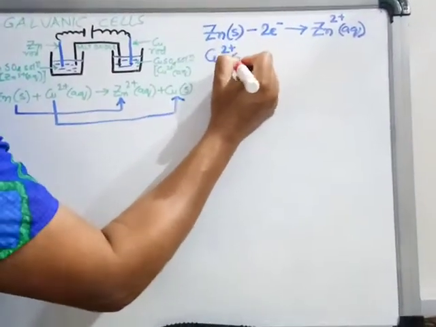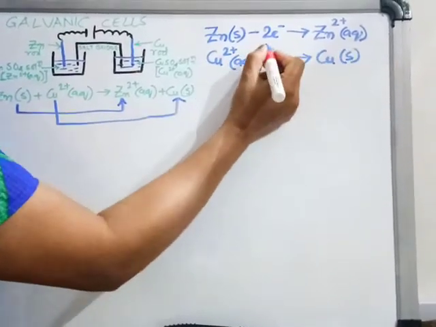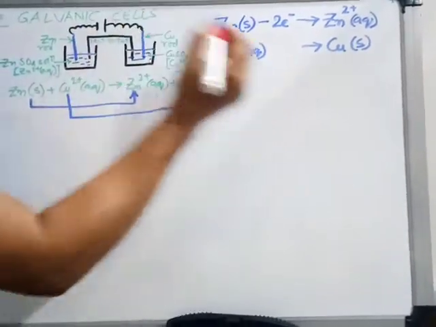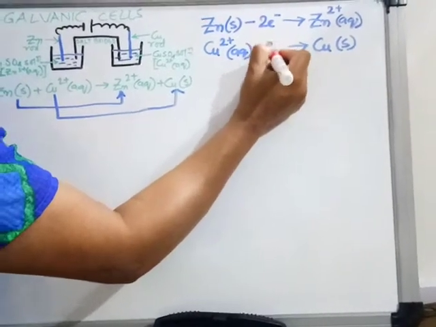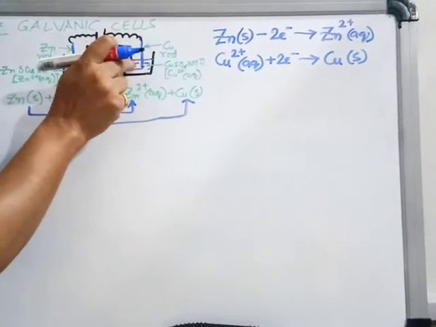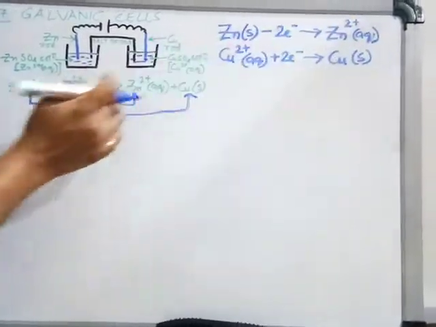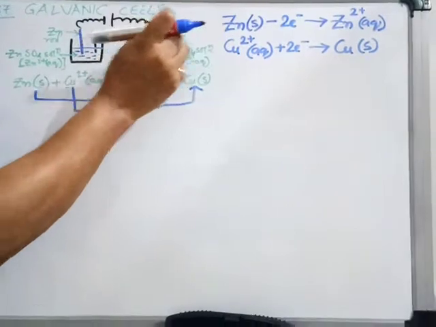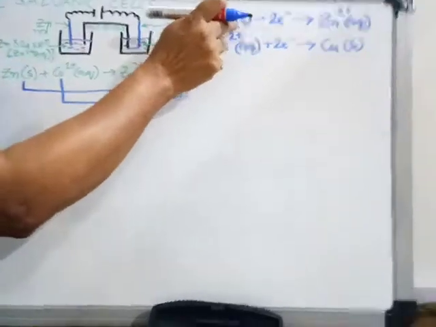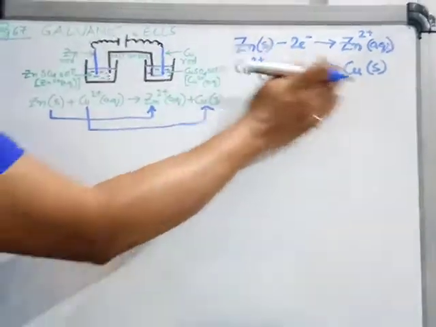So Cu2+ aqueous is getting converted to Cu solid. How is this happening? Because the zinc side is releasing two electrons, and the two electrons go through the wire to this side and get picked up by the Cu2+ ions present inside the solution. So it picks up two electrons and gets converted into Cu solid. So the copper rod will get fatter because of the deposition of copper solid, and the zinc rod will become smaller because zinc solid is getting converted into the solution as Zn2+. This is what is happening.